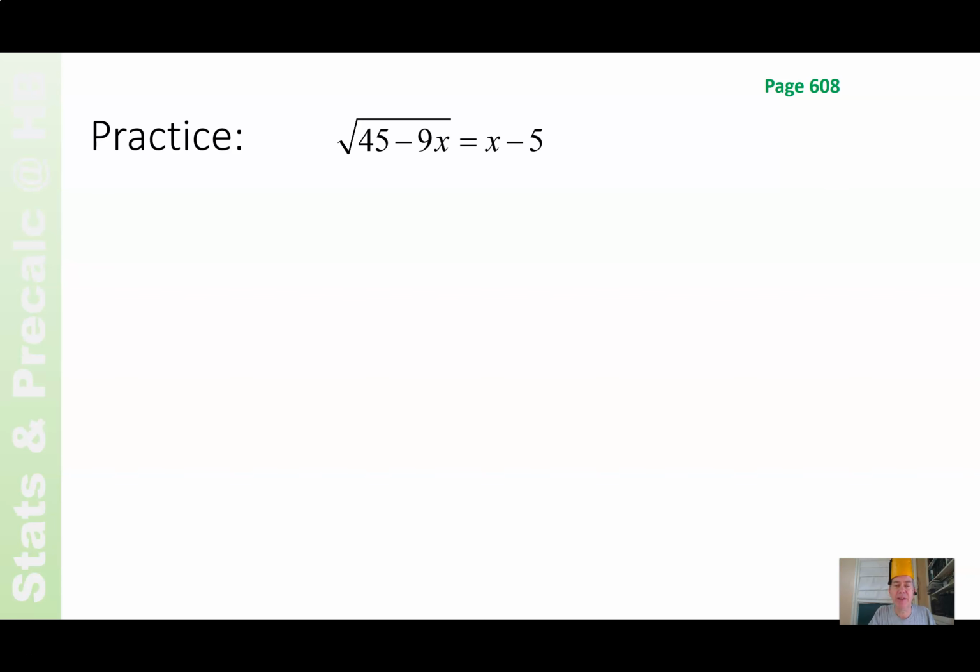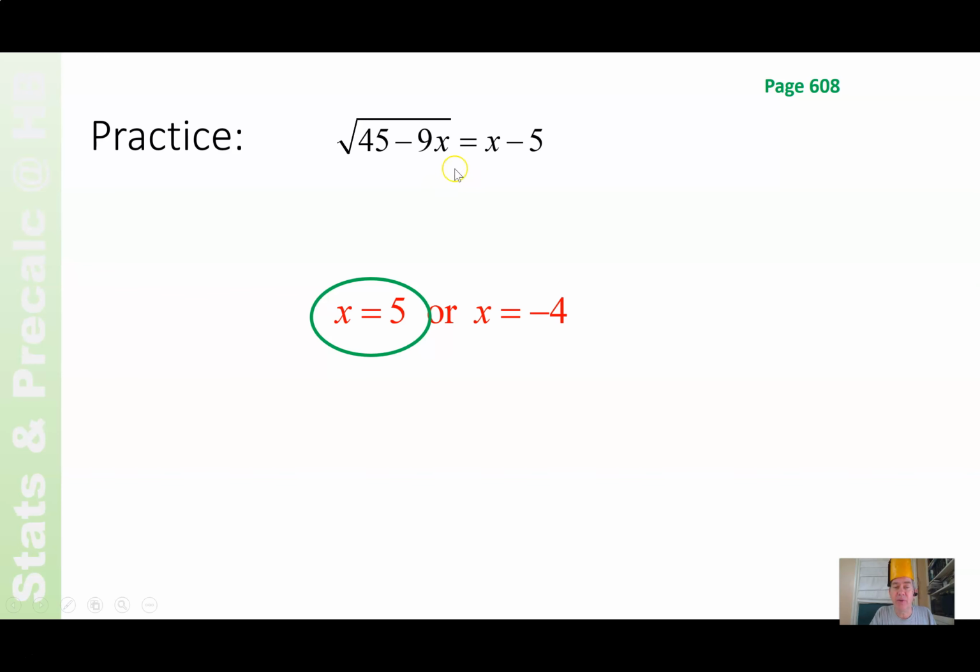And come back, and you're right. You've got the answers x equals 5 and x equals negative 4, but wait, did you check them? If you plug in 5, I have the square root of 45 minus 45. That's the square root of 0 equals 0. Well, that's pretty basic, but it works.